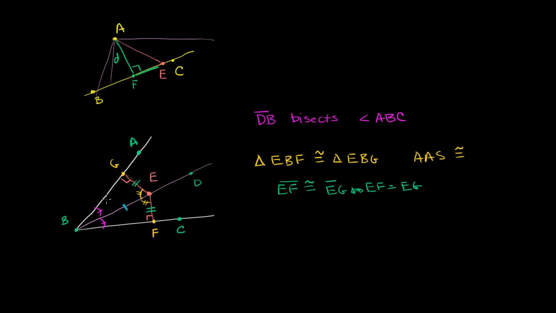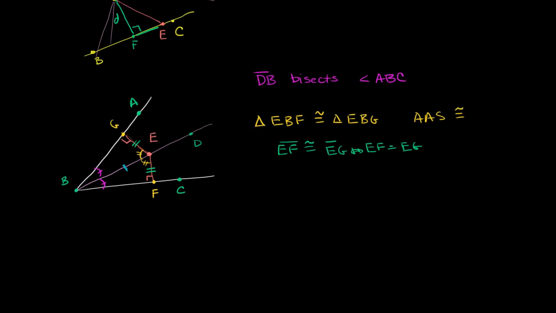Now let's go the other way around. Let me draw another angle right over here, and let's call this A, B, and C. Let's pick some arbitrary point E right over here, and let's say we start off with the assumption that E is equidistant to BC and BA. What we want to do is prove that E must be on the angle bisector. Over there, if you're on the angle bisector, you're equidistant. Over here, we're going to show that if you're equidistant, you're on the angle bisector.